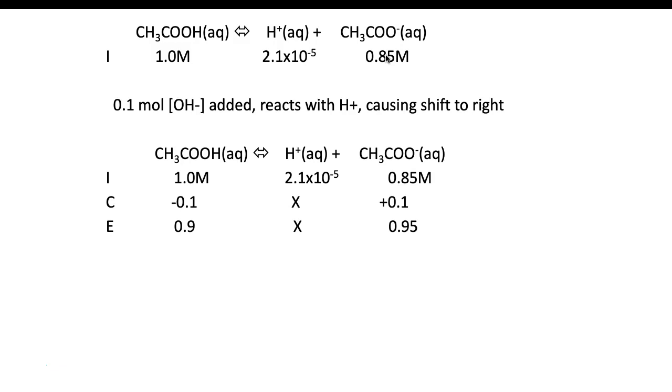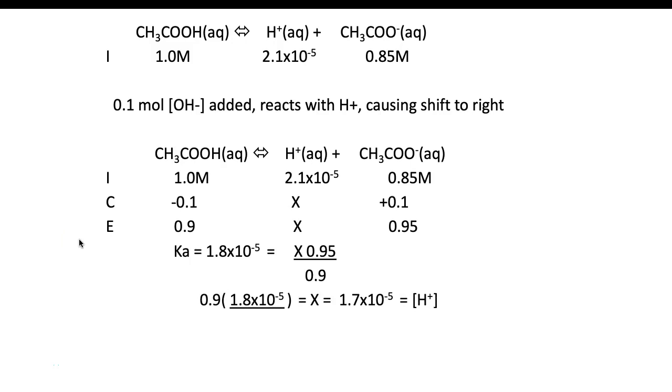0.9 and 0.95. Solve it the same way I did before. In my expression, I replace my acetate with this concentration and my acid with this new concentration. Solve it for X, and I get 1.7 times 10 to the negative fifth for my molarity for the hydrogen ions. Now remember, I do expect the pH to go up a bit because I added the base. The pH is 4.77, and prior to this, it was 4.74, I believe.